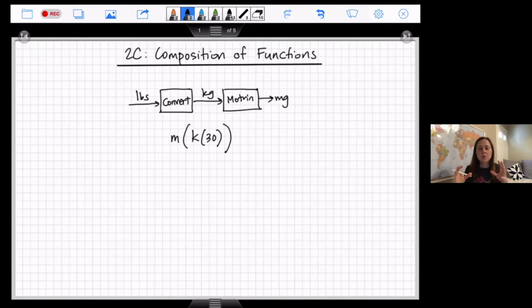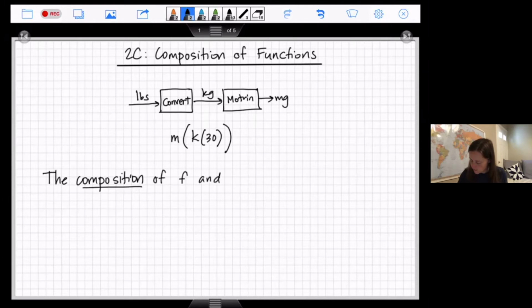So when you do this, when you plug one function into another function, it's called the composition of those two functions. So let's write down the definition of this. So the composition of f and g. Okay, so the composition of f and g is f of g of x. Okay, so I tried to make those parentheses for f a bit bigger than the g one, so you can see that g of x is sitting inside the parentheses of f of x.